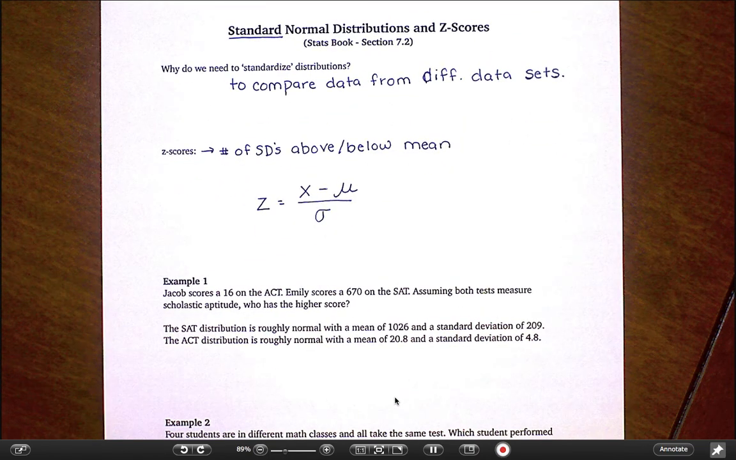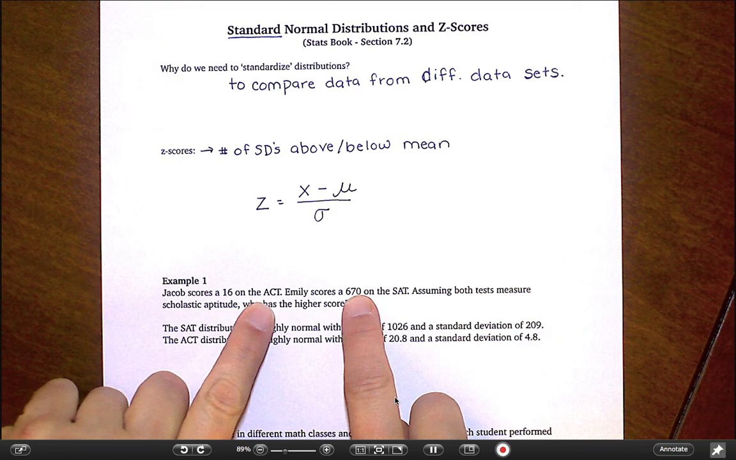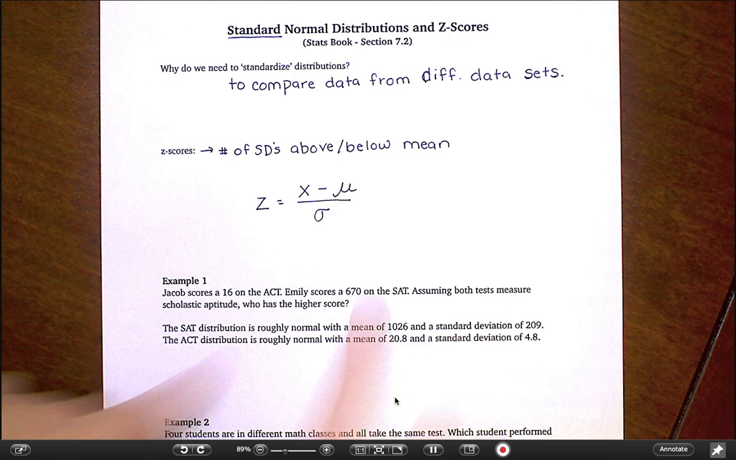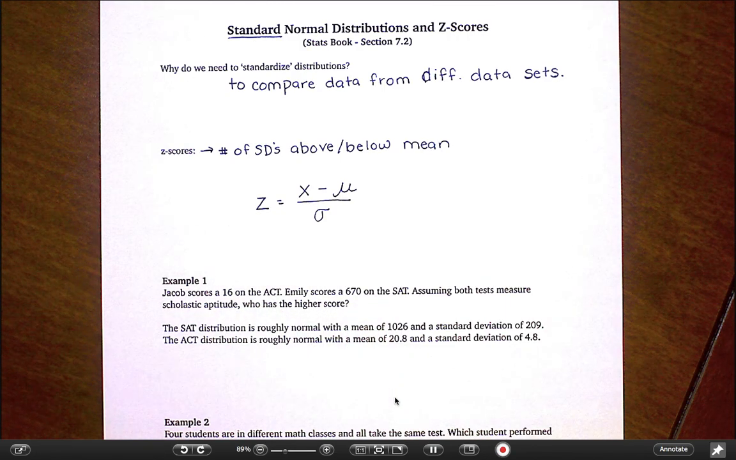Okay, so maybe this example I think will speak to you a little bit more because it's a little more relevant to you. Maybe not this year, but. So Jacob scores a 16 on the ACT and Emily scores a 670 on the SAT. So these are 2 different tests, 2 different scoring methods. Assuming both tests measure the scholastic aptitude, who has the higher score? Who did better here? Who's sitting in a better place?